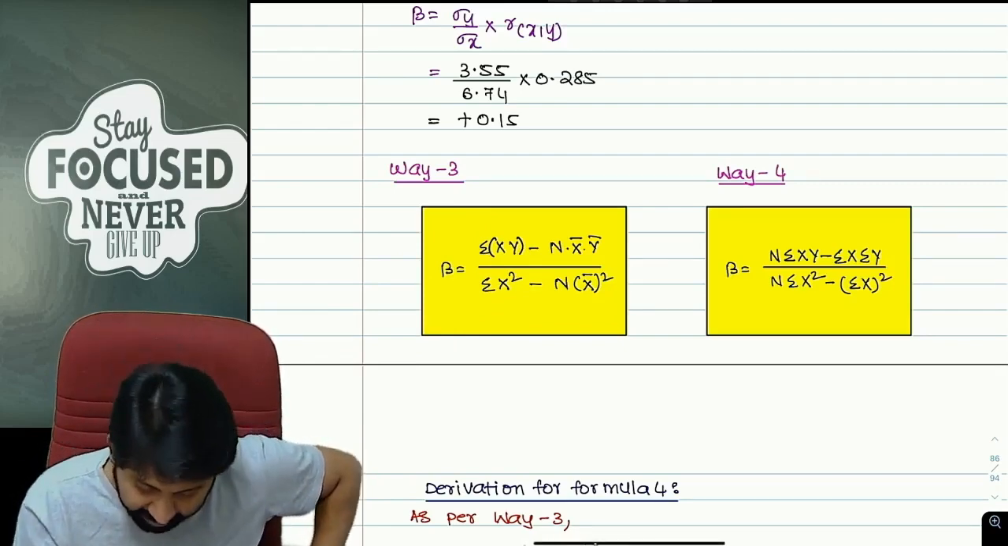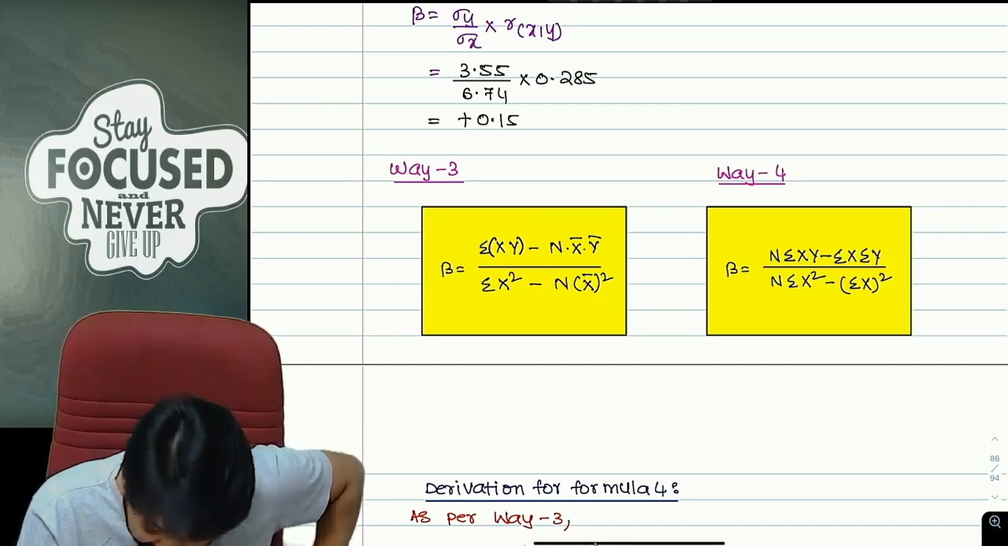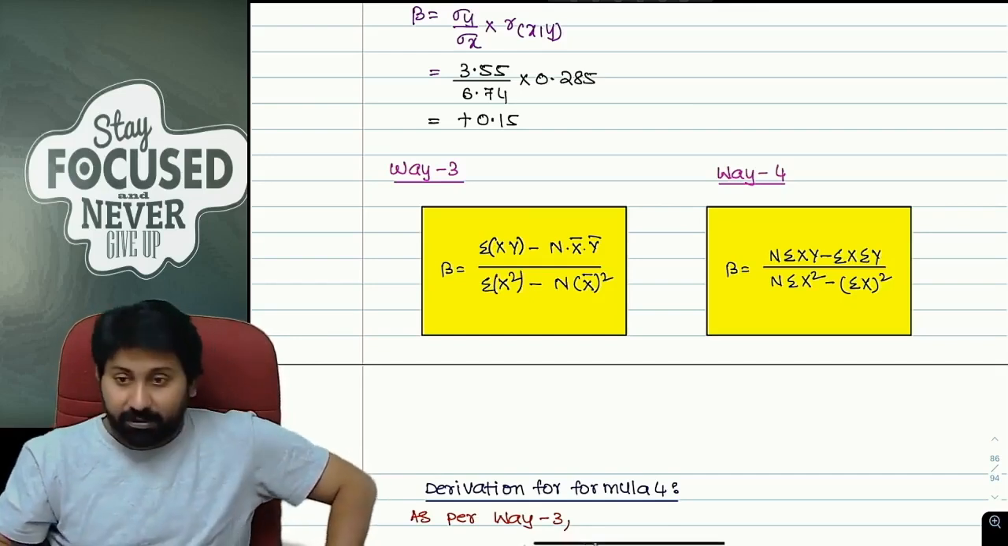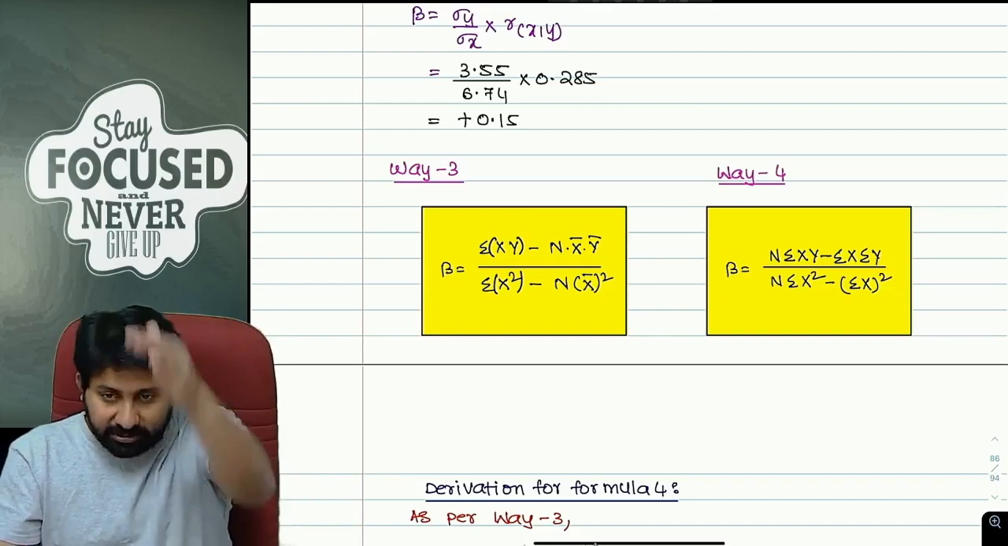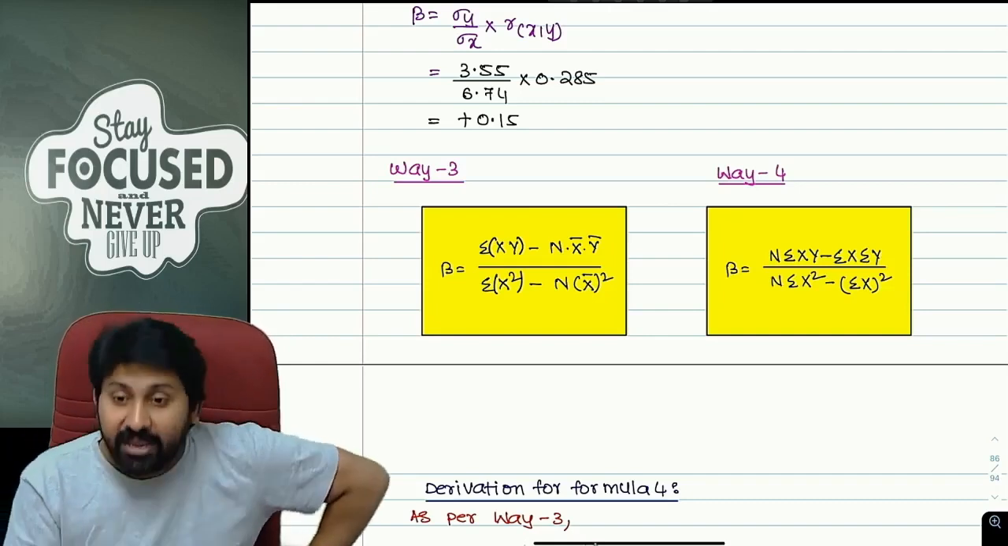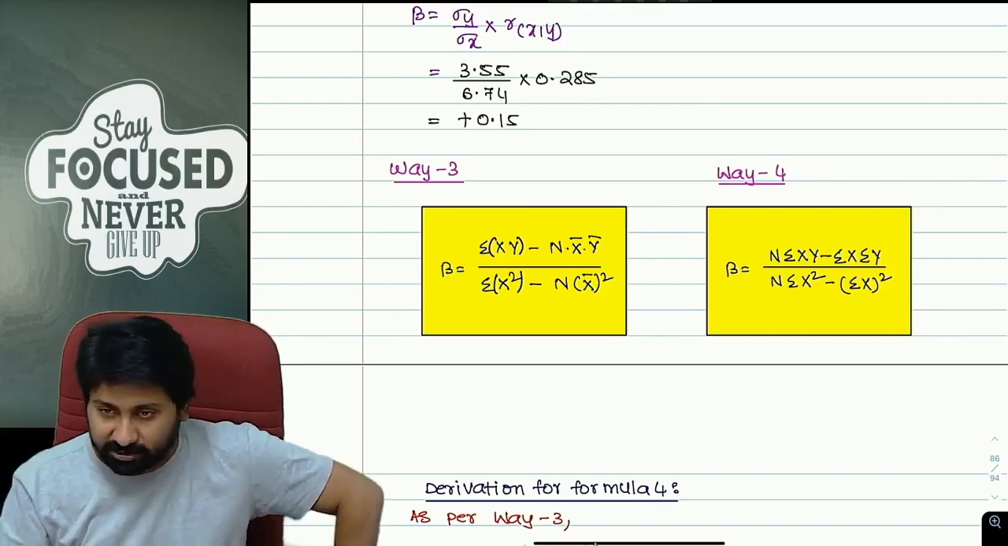3 divided by sigma x whole square. X square ki sigma, okay, x square sigma. X square means what? Square of all the market returns, total them, minus n, x bar the whole square. X bar will come like that particular thing square.